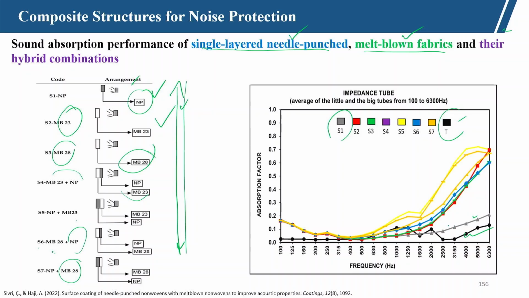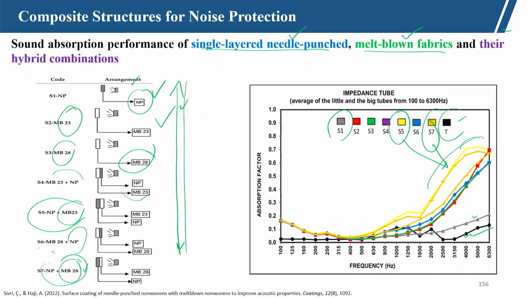But S5 has a very high sound absorption factor. What is S5? We can see here, this is S5, needle punched with melt blown, and S7 is needle punched with melt blown 28. So, S5 and S7 produce high absorption.